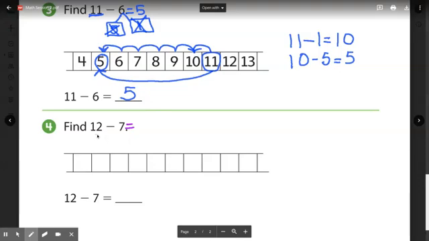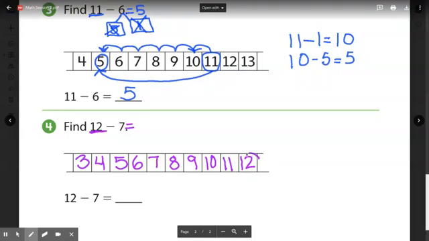All right. So first, we have a blank number path. We need to fill that out. And I like to start from the end and then count backward again. So I'm going to start with 12. Okay. Help me count backward. I've got 12, 11, 10, 9, 8, 7, 6, 5, 4, 3.